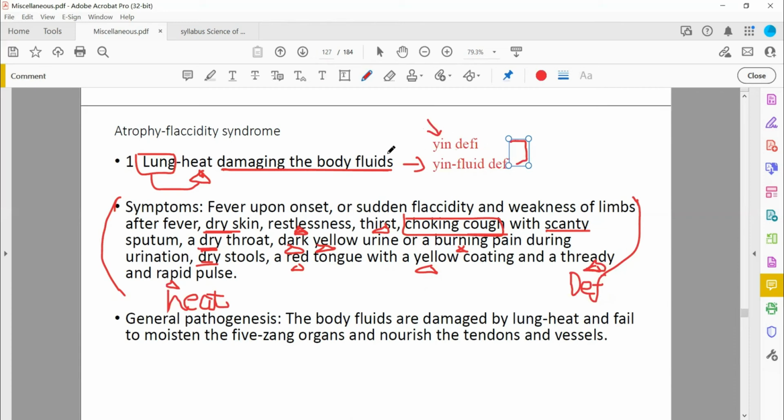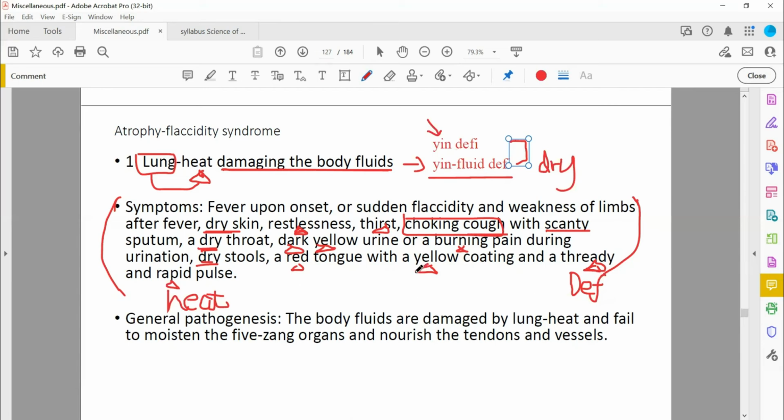Steaming bone. Those manifestations we didn't see here. We just see dry, dry, dry. If dry, dry, dry, that will be body fluid deficiency. That means the body fluid is damaged by the heat. So if you see thready rapid pulse here, that is not yin deficiency. That is yin fluid deficiency.